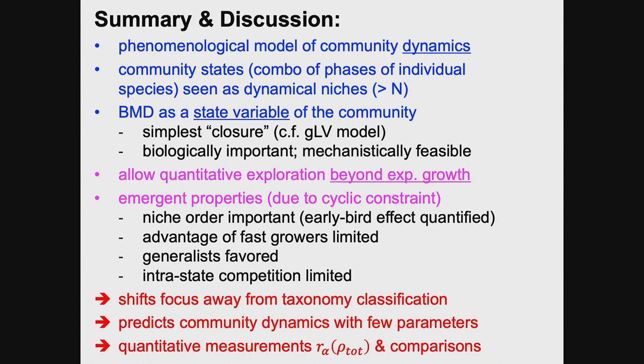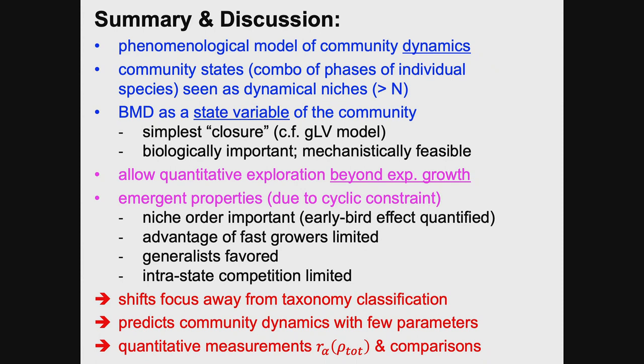A number of specific things we find from the specific model we use: one is a quantitative description of the early bird effect and its criteria; the superbug is limited in its effect; and the interstate competition, things like that for this random model. But all of this is done with very few parameters, so you can make statements about these things.